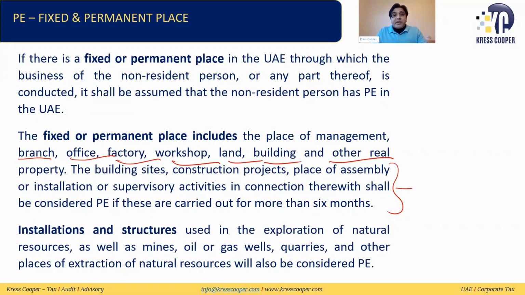So any office, factory, workshop, land, building, all these things, if the non-resident person has them, and they are being used to conduct the business of the non-resident person in the UAE, then it will be assumed that the non-resident person has a PE in the UAE. Further, they said any installation or infrastructure used in the exploration of natural resources, mines, oil, gas, wells, quarries, and other places of extraction of natural resources will also be considered a PE of the non-resident person in the UAE.